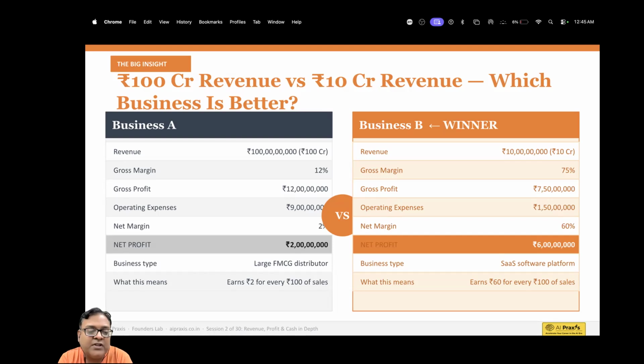Okay. So what kind of businesses? Business A, again, large FMCG distributor, fast moving consumer goods. Take an example of a toothpaste, toothbrush, right? Or a soap. So what this means is you earn in business A rupee 2 for every 100 rupee of sales. But on the other hand, if you have a business like business B, you're going to earn 60 rupees for every 100 rupees of sales. The choice is yours.